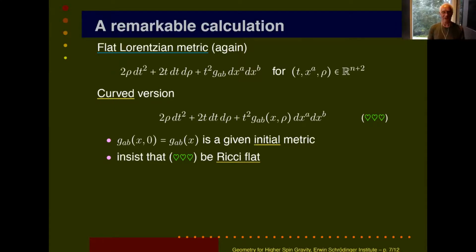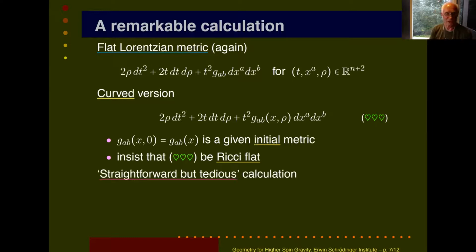Then you have to do a calculation to see what happens, and this is a remarkable calculation. In the book, they say it's a straightforward but tedious calculation. There are many straightforward but tedious calculations in the book, which I very much like. I like doing straightforward but tedious, in other words mindless, calculations, and sometimes they throw up surprising results, and in this case they do. So let's see what happens.